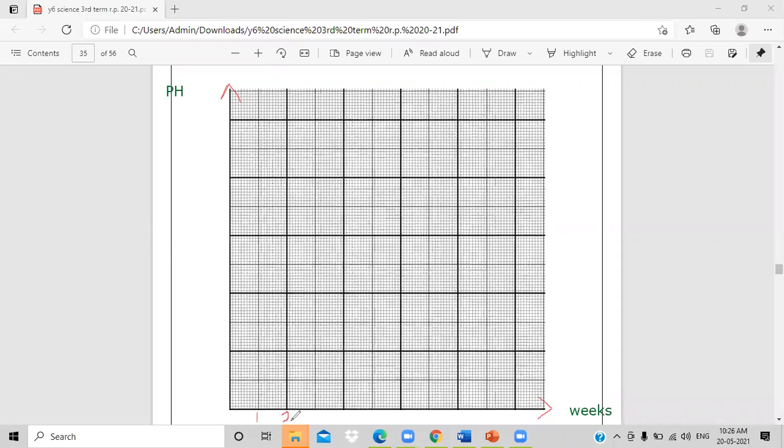Each one box will represent 1, 3, 4, 5, 6, 7, 8, 9, 10. 1, 2, 3, 4, 5, 6, 7, 8, 9, 10. All right.